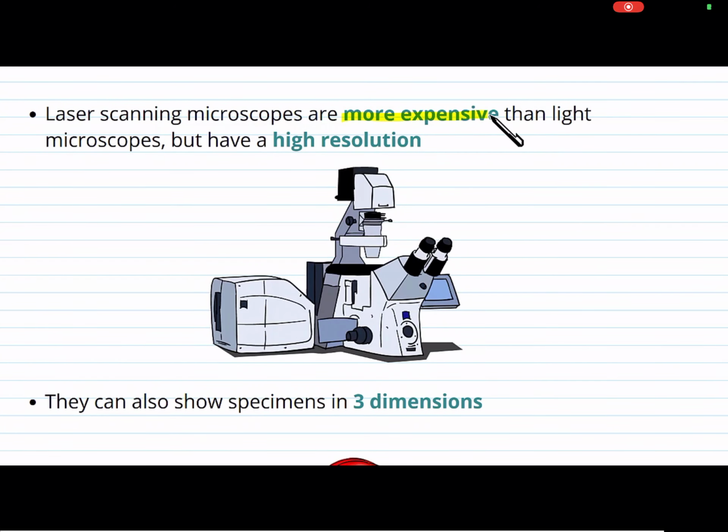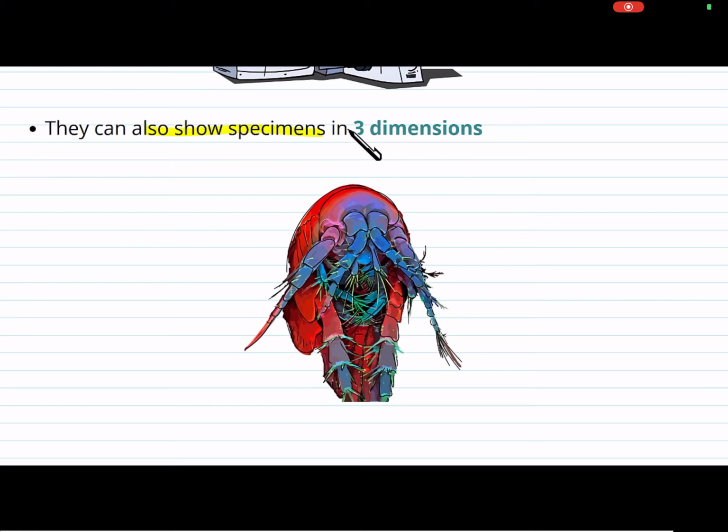These are more expensive than light microscopes because of the laser, but they do have a very, very high resolution. And they can also show specimens in 3 dimensions, which is very good for understanding how things work and how smaller pieces of life can function.